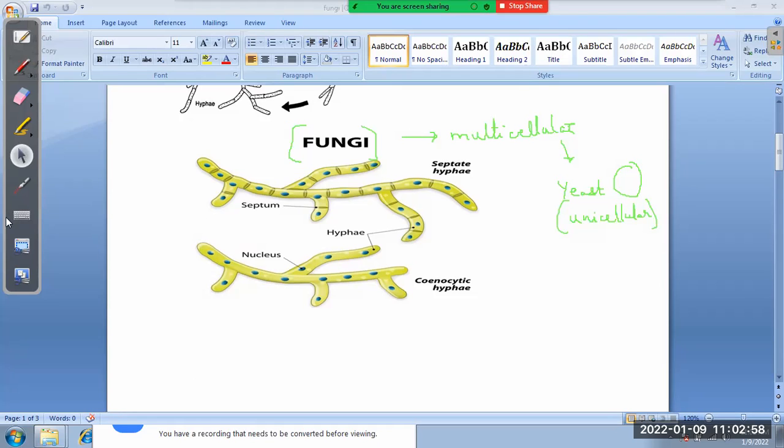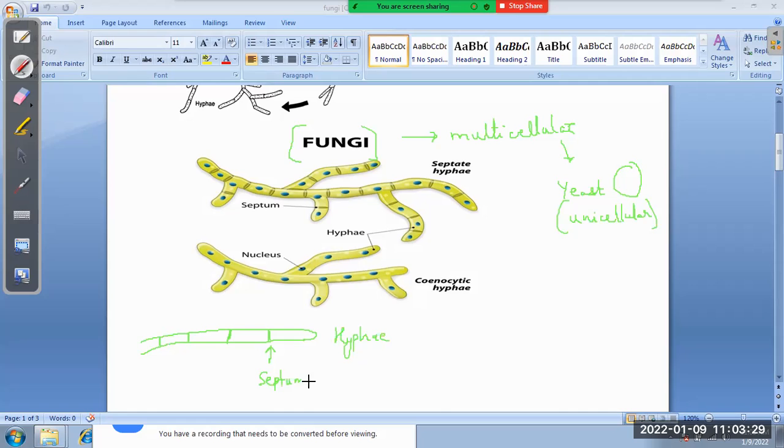Now, let's come to the structure and then the classification of fungi. When it comes to the structure of the fungi, they have these long strand-like structures, which are called hyphae. Long strand-like structures are called hyphae. Now, hyphae can have septum in between them. Septum is nothing but a partition.